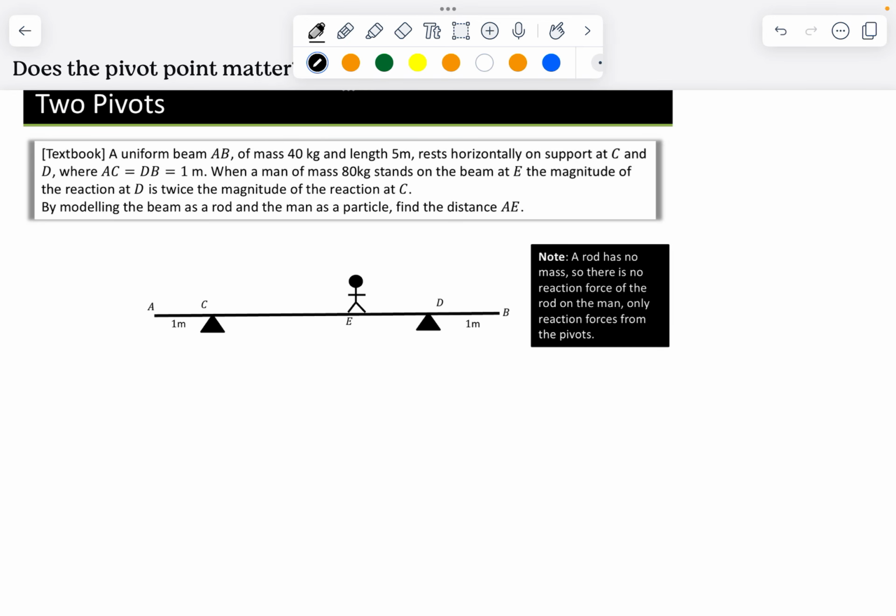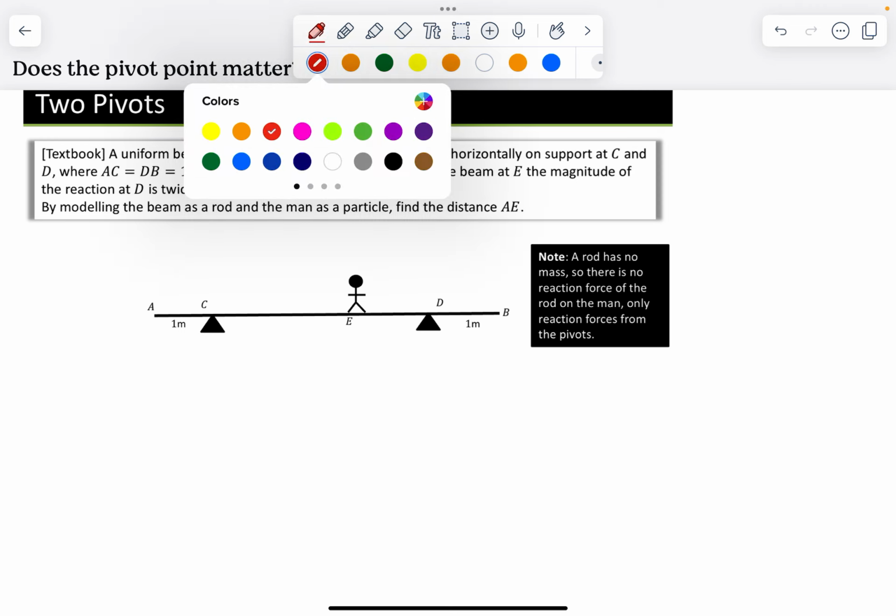Right, so here's a moments problem, and I want to show you that the pivot that we pick does not affect the final answer. The pivot you pick will choose how easy it is to solve the problem, or make it more convenient, but it won't change the final answer. Okay, so let's take the information and make sure we've got that all on the diagram.